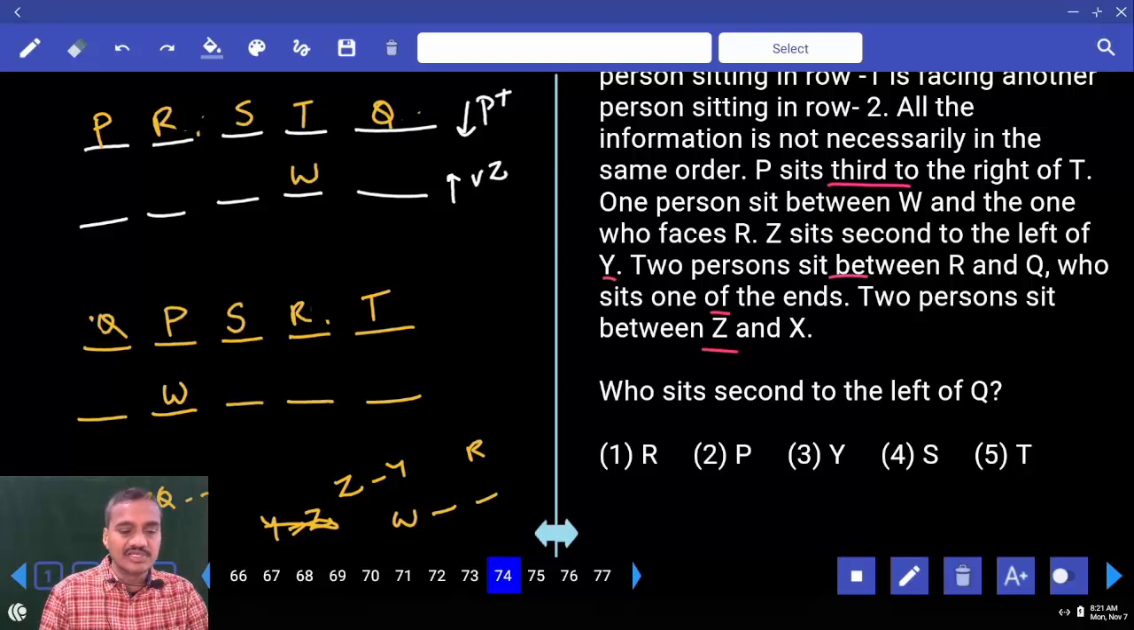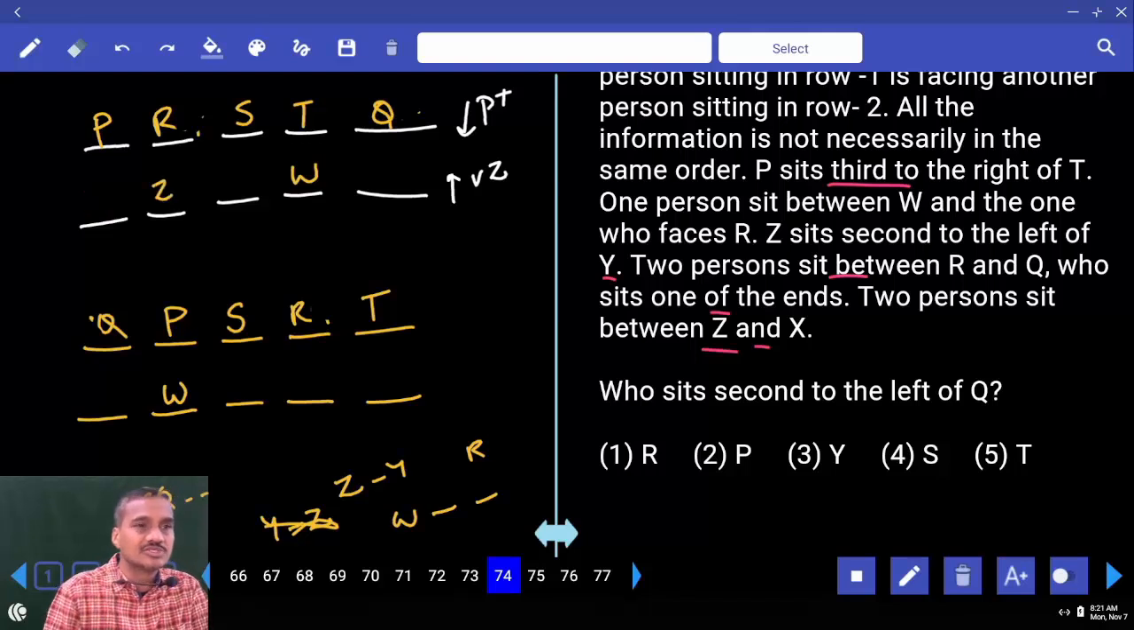Now in between Z and X, we need to have exactly 2 people, and at the same time between Z and Y, there must be exactly 1 person. Hence, tell me whether we can have Z at this place? Z equal to 2 persons between Z and X, which is not possible, Z cannot be here.